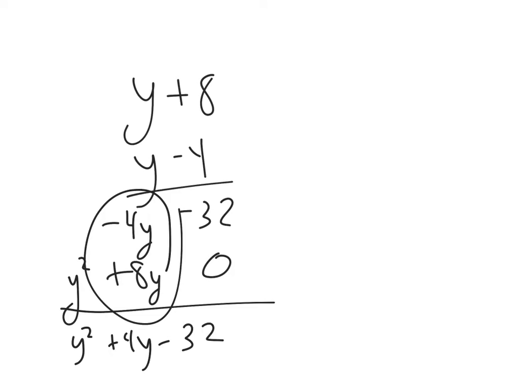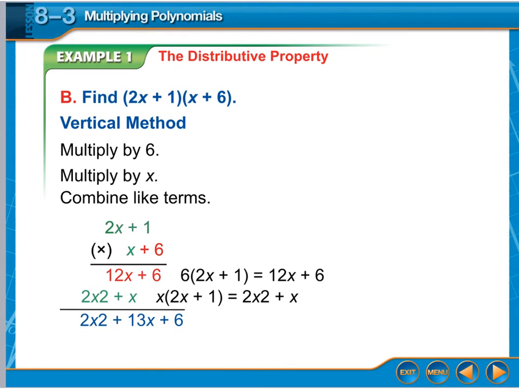Okay? We're just multiplying two binomials. And we're going to make them into a quadratic expression that's a trinomial. It's not always going to be a trinomial, but it usually will be, but not always. All right. Here's another one.